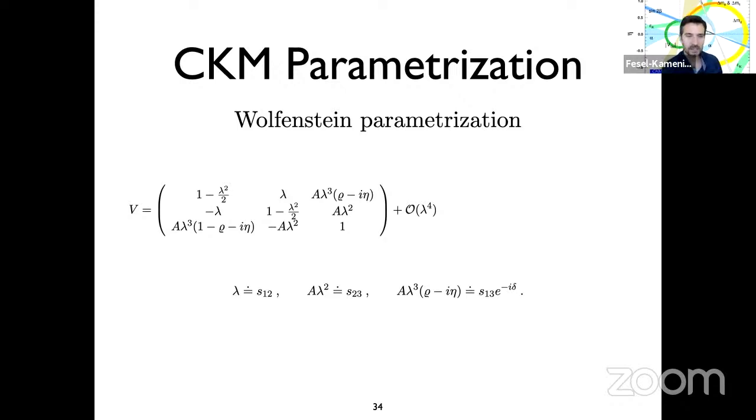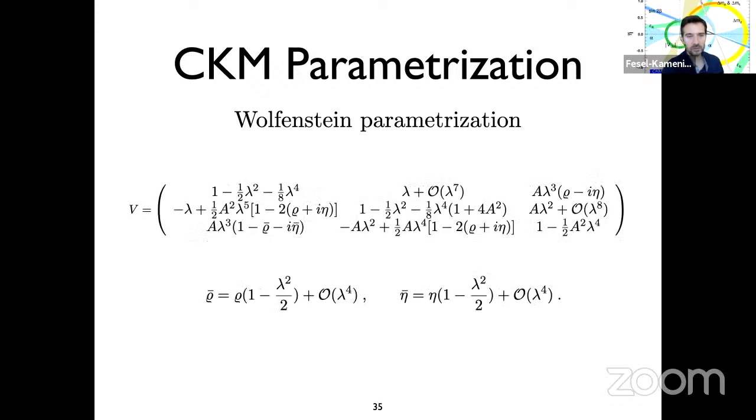And what is useful and important about this Wolfenstein expansion is that at any given order of the expansion, the resulting matrix preserves unitarity up to that given order. So here, as we've expanded up to order lambda cubed, the matrix that we've obtained is manifestly unitary up to order lambda cubed. The present precision in experiments actually requires us to go to higher order in this expansion in lambda.